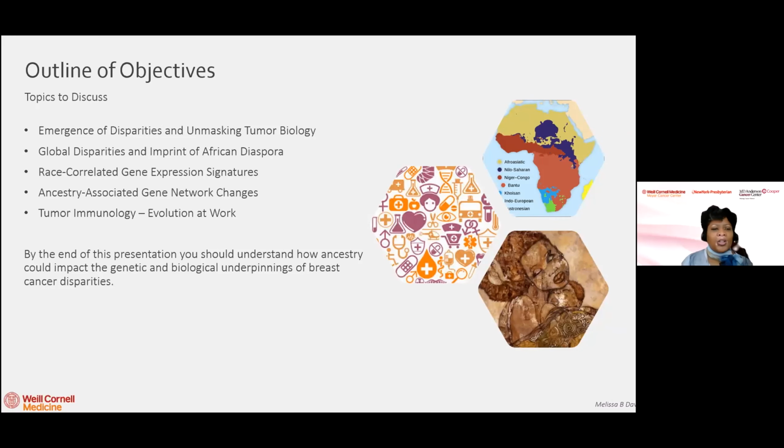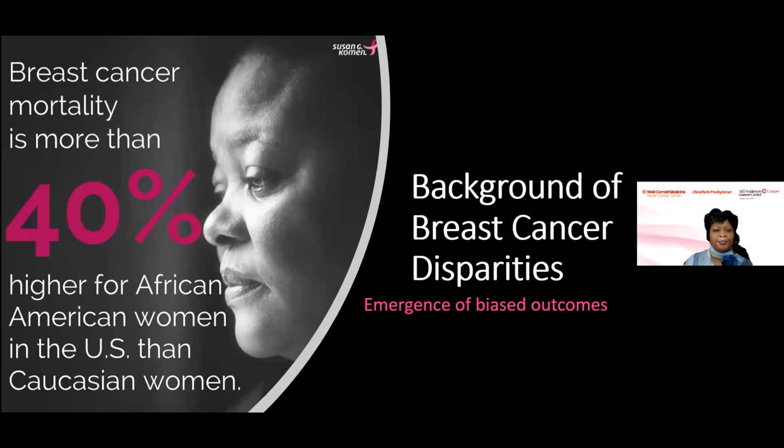I'm going to first start talking about the emergence of disparities and how this unmasked tumor biology differences. Then we're going to take a global approach to disparities, and I'm going to show you how we've used race and now more importantly ancestry to uncover genetic underpinnings of differential tumor biology, and closing out with some immunology work.